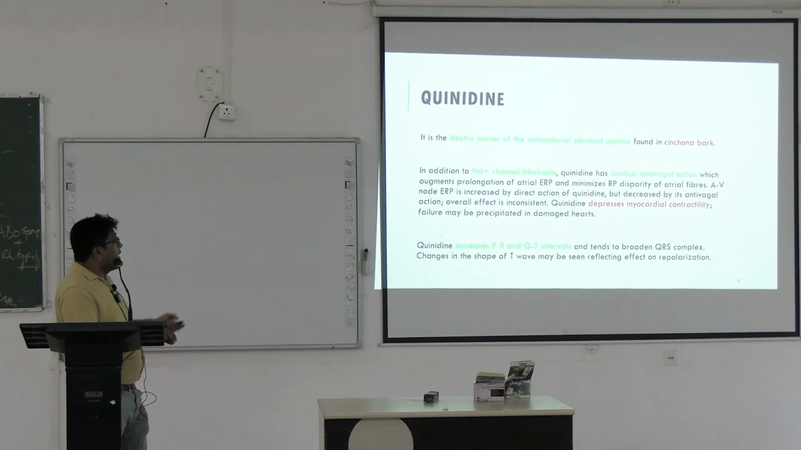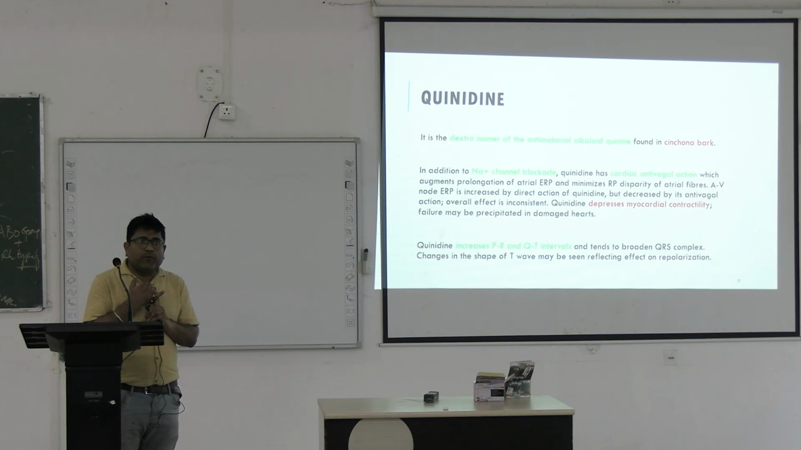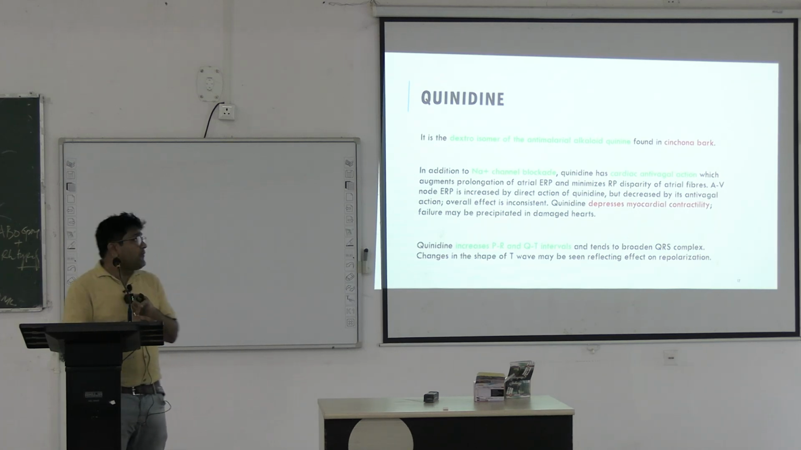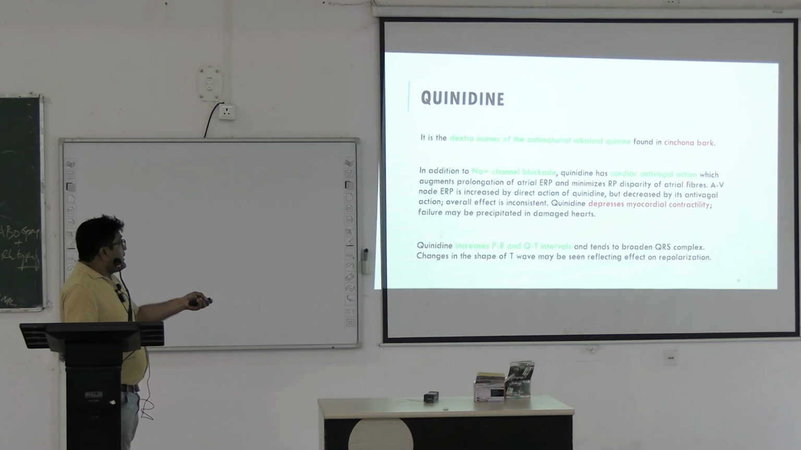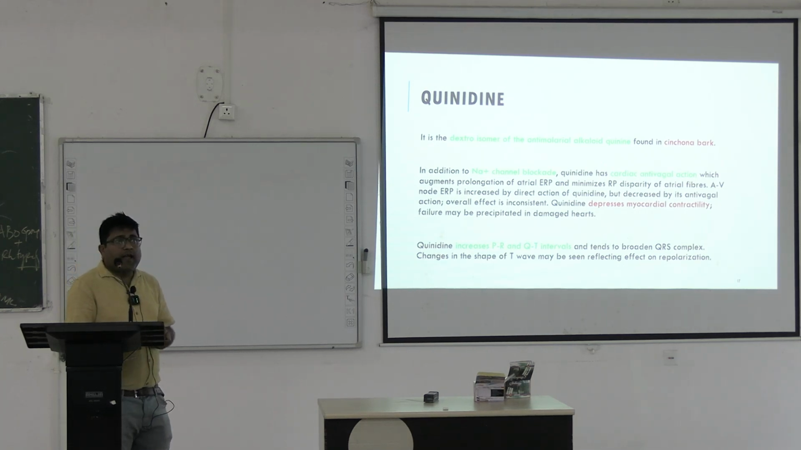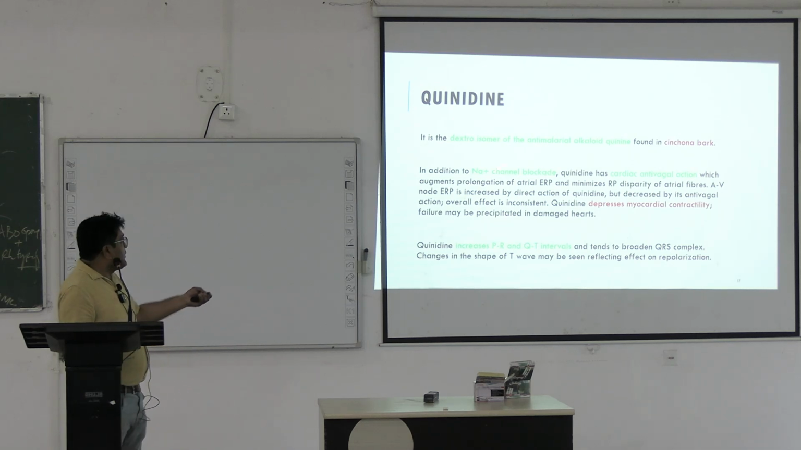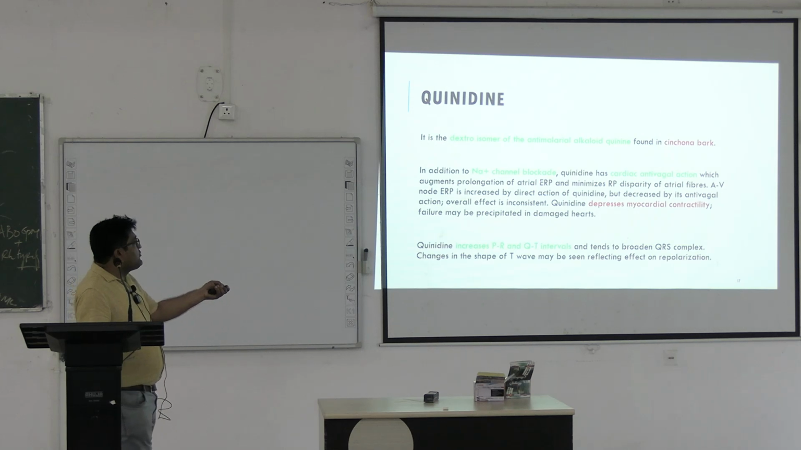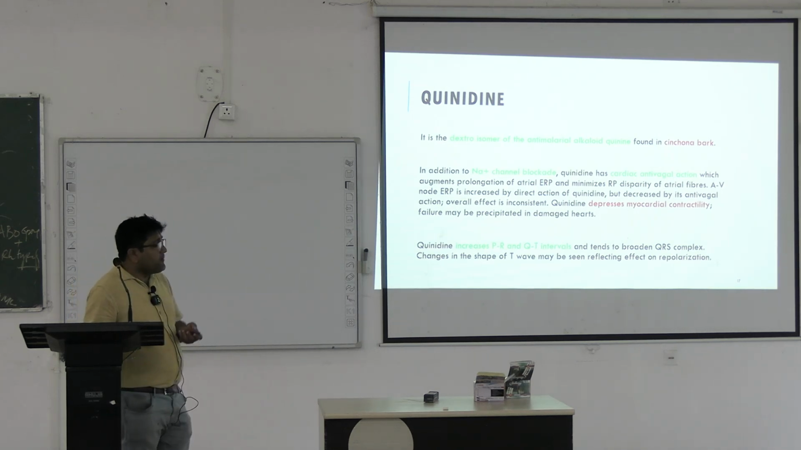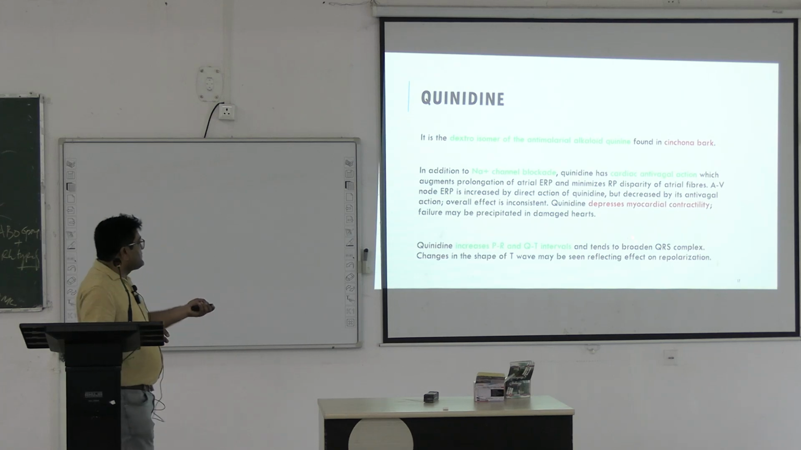Now, in addition to the sodium channel blocking property, it has an antivagal property. What does antivagal mean? Antivagal basically means atropine-like. So it will augment the prolongation of atrial ERP and minimize refractory period disparity of the atrial fibers. AV node ERP is increased.